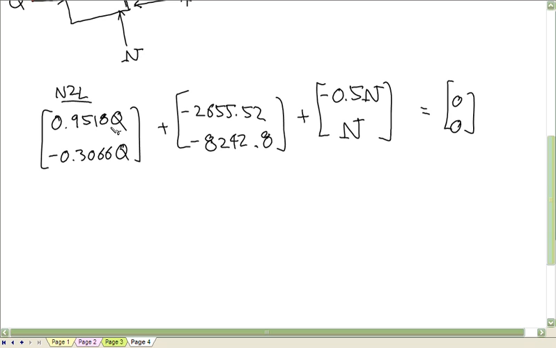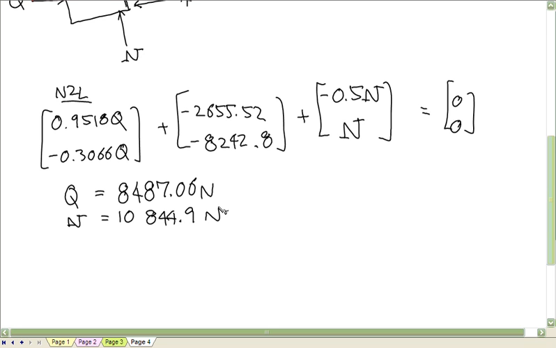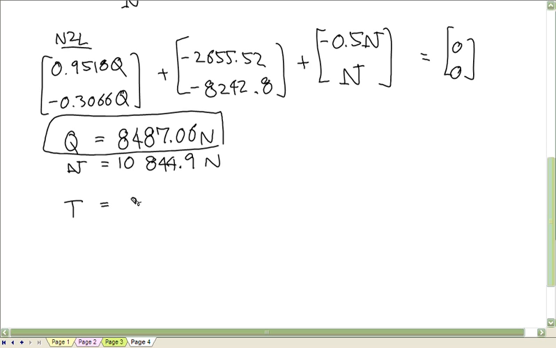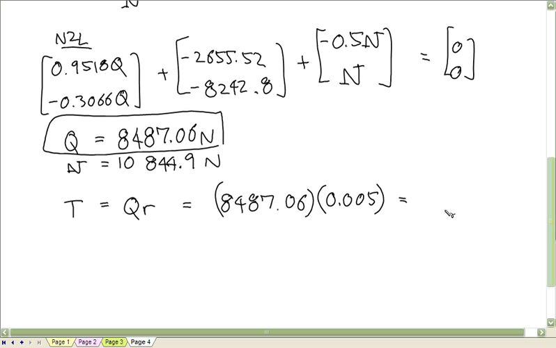And that gives you two equations for two variables. You can solve that as a matrix equation. And I got Q equals 8487.06. And N, you have to get to 844.9. But Q is the one that matters. And now the torque about the screw is equal to Q times the moment arm that it has. So that's 8487.06 times the radius of 0.005, and you get 42.44 Newton meters.